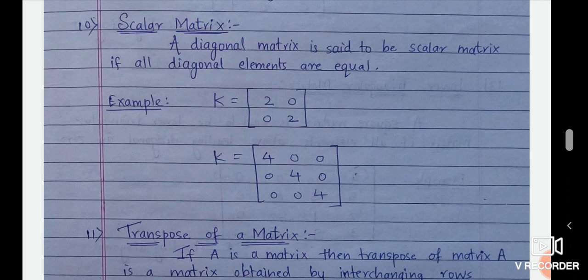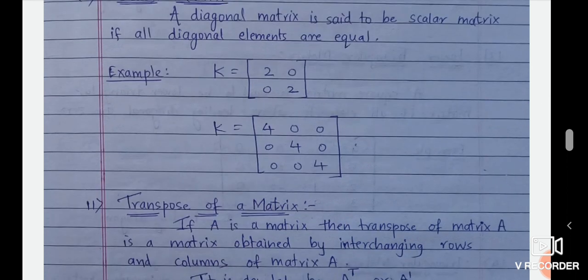In a diagonal matrix your diagonal elements should be non-zero. It can be any number but it should be non-zero, and the non-diagonal elements should be 0. Then we have seen identity matrix in which all the diagonal elements should be 1, and the non-diagonal elements should be 0. In a scalar matrix all the diagonal elements should be the same, they must be equal.